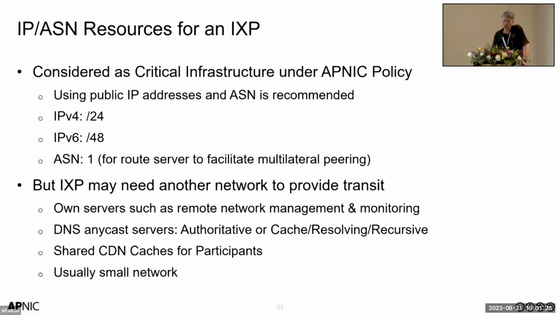And so if you come to a stage to apply for public IP addresses, right now, under the current policy, you can get up to a /24. So you need a /24 for IPv4, and for IPv6 a /48. In fact, you just need a /64 for the IPv6. And then one AS number for the route server if you facilitate multilateral peering.